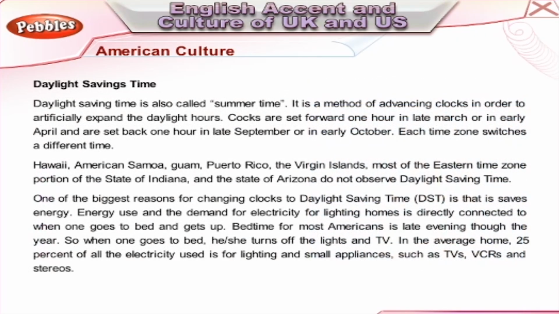Daylight Saving Time. Daylight Saving Time is also called summertime. It is a method of advancing clocks in order to artificially expand the daylight hours. Clocks are set forward 1 hour in late March or in early April, and are set back 1 hour in late September or in early October. Each time zone switches at a different time.